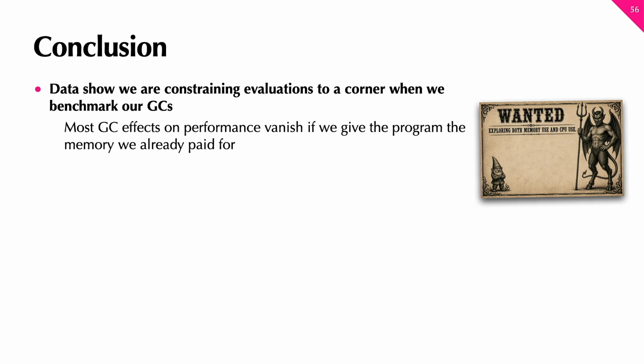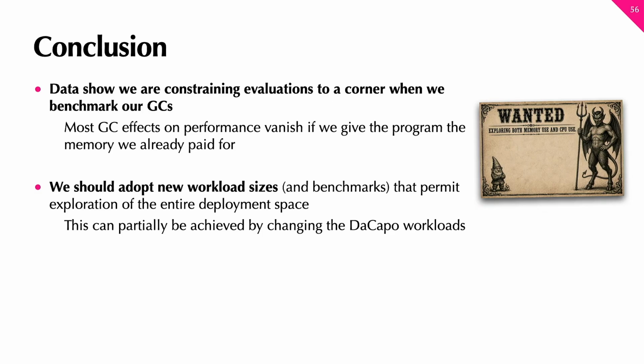So in conclusion, I think that data shows that we are constraining GC evaluation to just a small corner of the space that we should be exploring, right? And many of the GC effects that we have vanish if we use representative heap sizing. So we scale programs up to the memory that we essentially already paid for in most of these cases, right? And I think we should adopt new workload sizes and benchmarks that permit exploring this entire deployment space. And a really good way of doing that is by leveraging this super nice deployment platform that exists thanks to Steve and the DaCapo benchmarks, right?